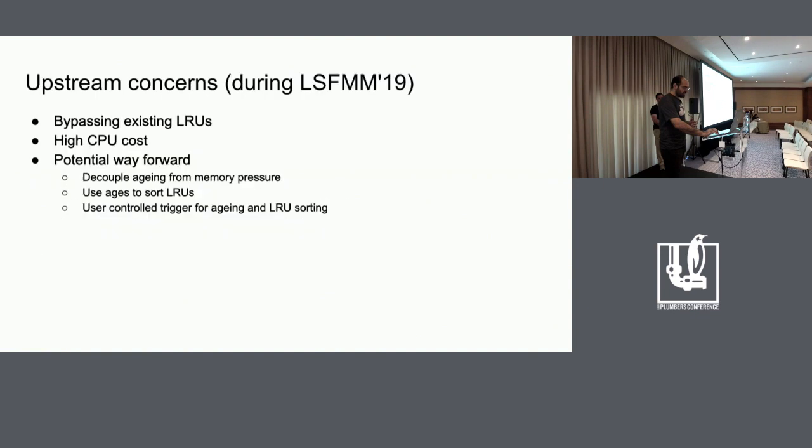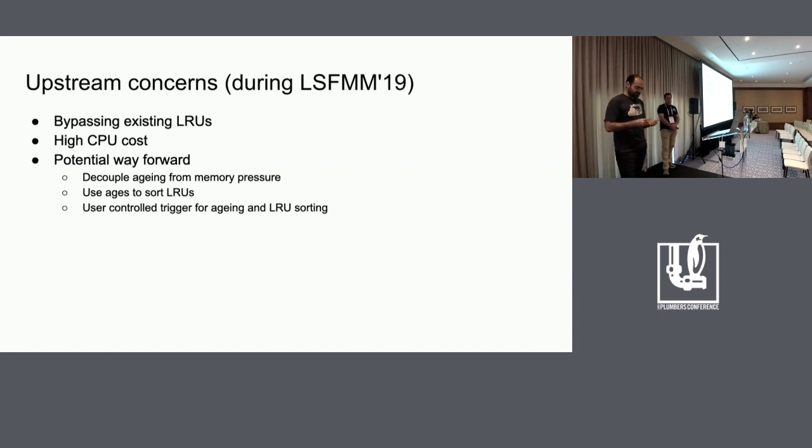I presented this work at LSFMM, the memory management maintainers conference. Their main concern was why we are bypassing the LRUs. Linux maintains the inactive LRU and active LRU, and we are bypassing those LRUs and reclaiming pages directly, maintaining their ages ourselves. So the first concern was why we bypass the existing infrastructure, and the second was that the CPU cost is still high. I told them there is further work we are doing to further reduce the cost.